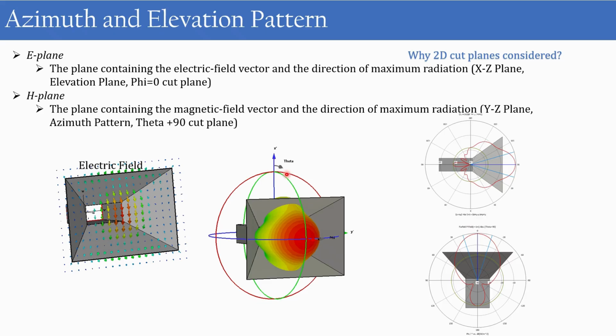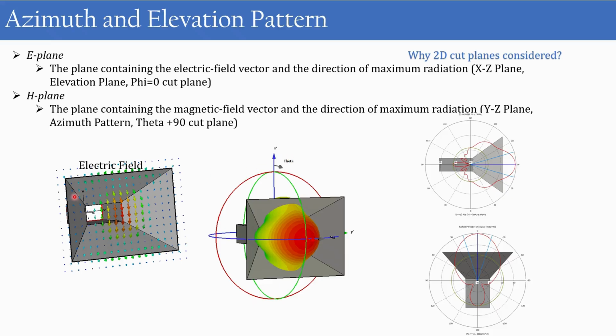That means I'll be cutting this radiation pattern along this green line. So this phi equal to 0 cut plane is known as the elevation plane, or in simple terms, we can say it is just a vertical orientation, vertical direction.